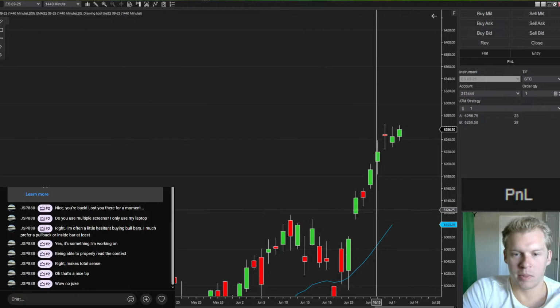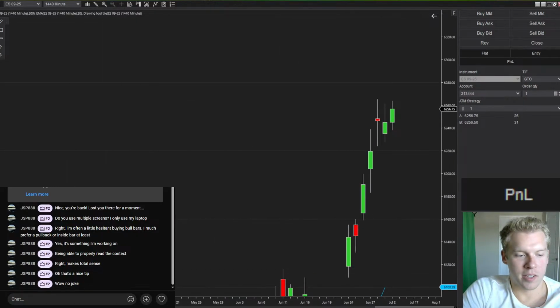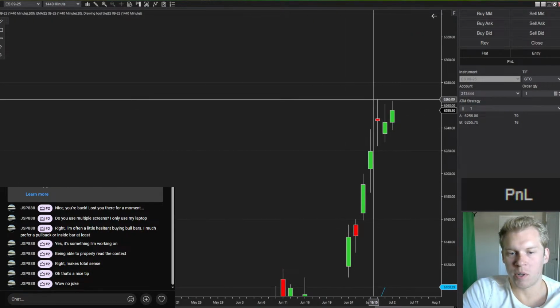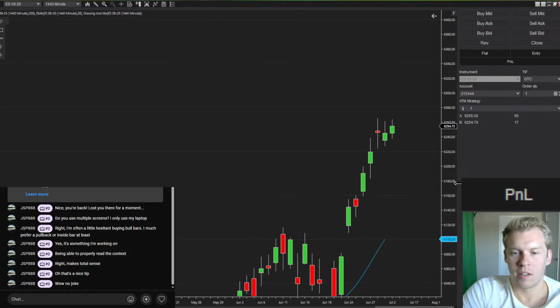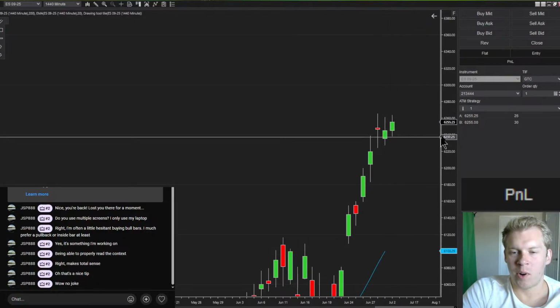So I'll just look at the... So really, I think this is... I mean, we're watching the 5-minute, but I think really what's going on here is focused on the daily chart. It's focused on the highs of the daily chart. This is a bull bar and a bull trend, but we're far from the moving average.